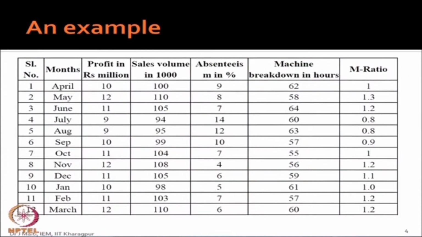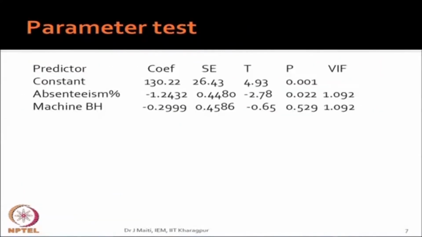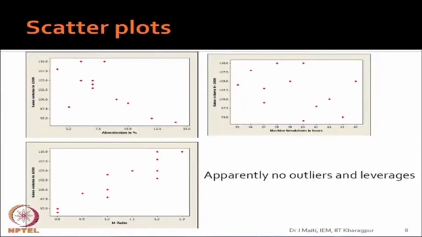This is our example, and these are the fitted values and regression line parameter tests. Now, see the outliers or leverages based on the scatter plot. Is it visible that there are any outliers?